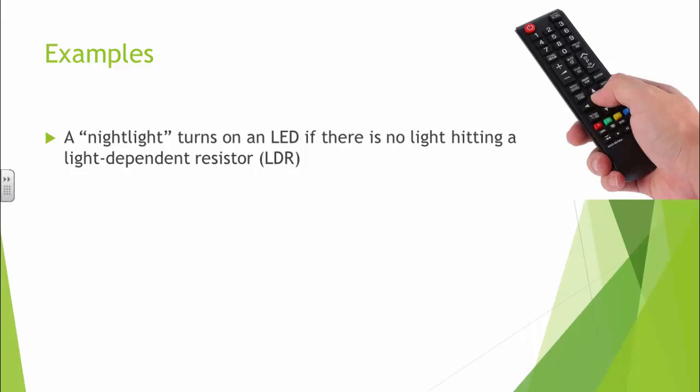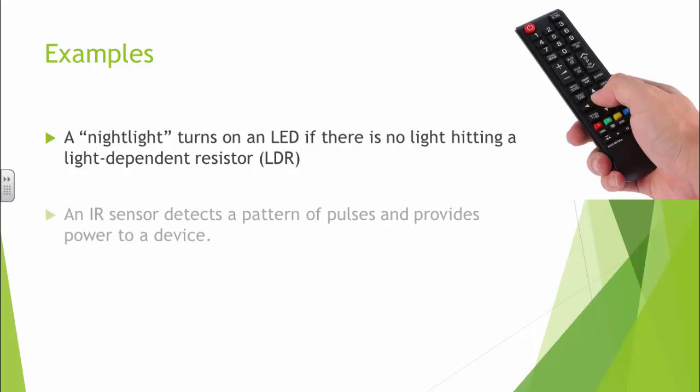Example applications. A night light can turn on an LED if there's no light hitting its sensor, just using a simple, inexpensive light-dependent resistor, and we've already played with one of those. We can have an IR sensor that looks for a pattern of pulses, and based on that, changes the power to a device.